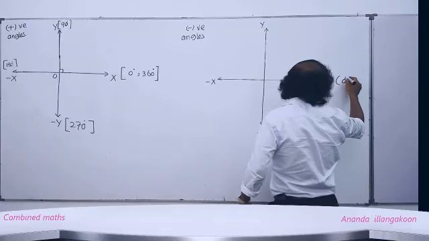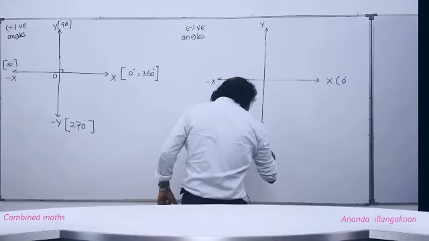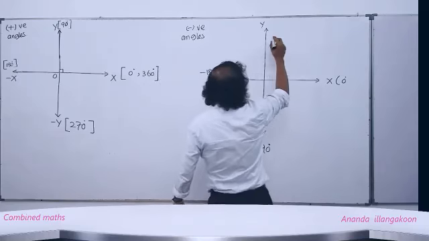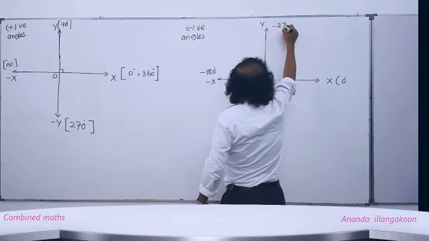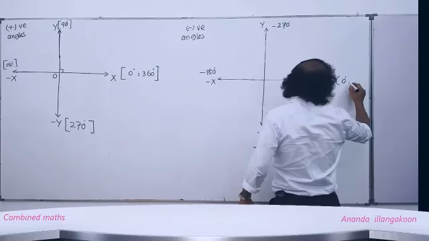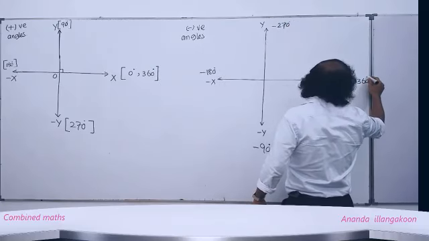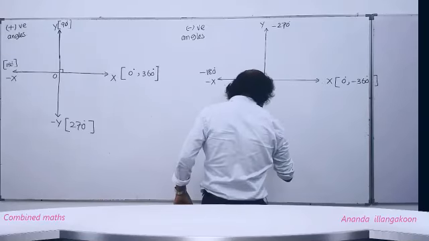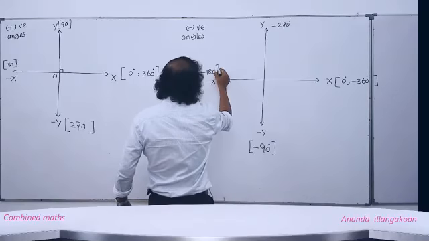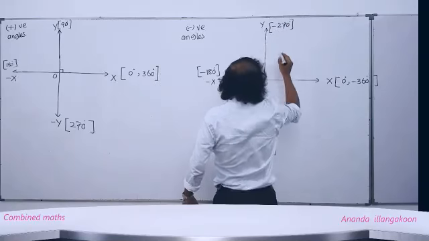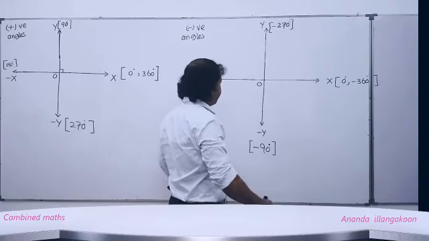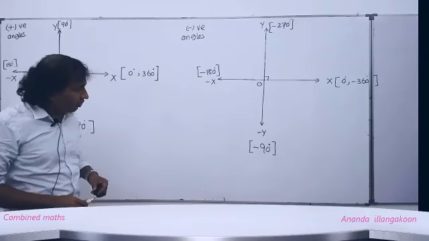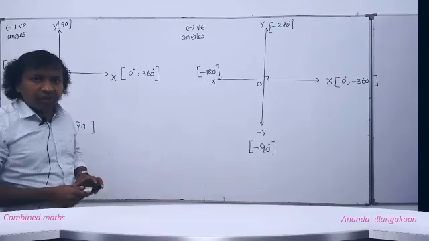Initially 0. When it comes to here, now minus 90. When it comes to here, minus 180. Minus, people, 270. And minus 360. These are the angles when this OP rotates clockwise, measured from when it is on the axis.